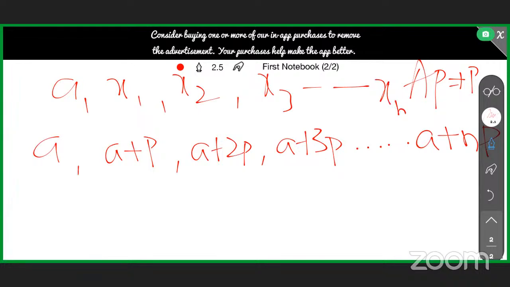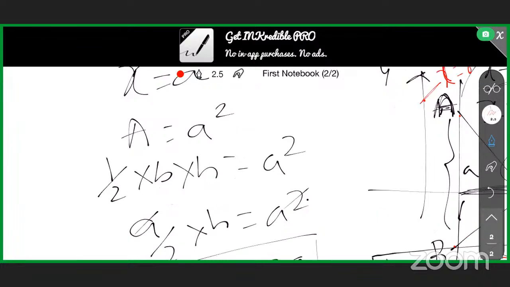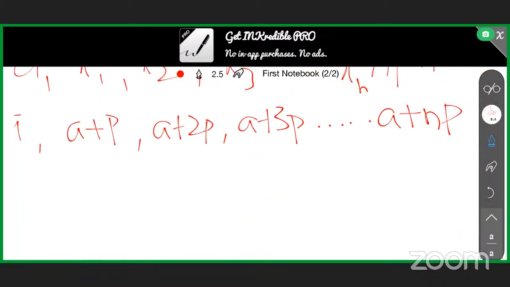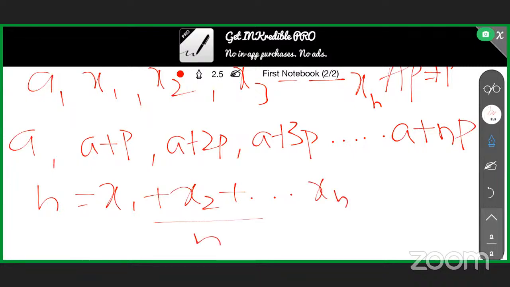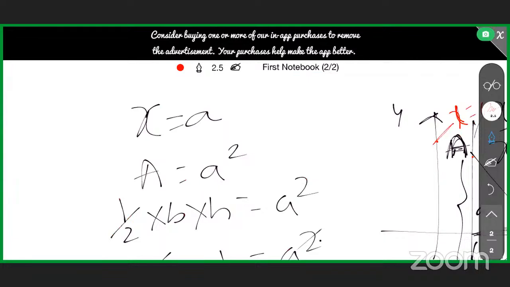So what are they given? They are given one more thing. Listen carefully. They are given the value of H. The value of H is equal to (x1 plus x2 plus dash dash dash plus xn) by n. If you look carefully, listen carefully.